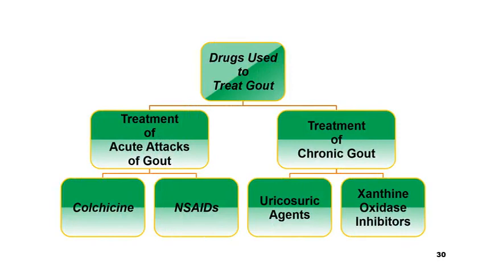So drugs used to treat gout can be classified this way, either as drugs used to treat acute attacks and those treating chronic gout. Colchicine and NSAIDs are kept to treat acute attacks of gout, while uricosuric agents, those that increase the solubility and excretion of uric acid, and xanthine oxidase inhibitors, are reserved for chronic gout cases.